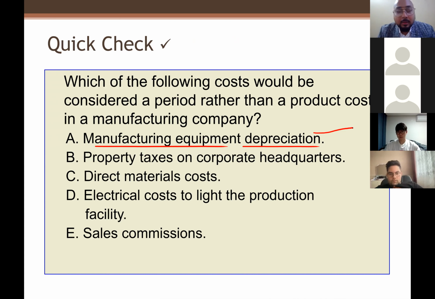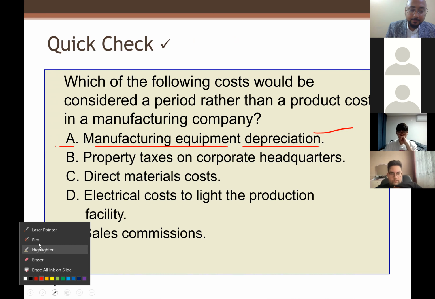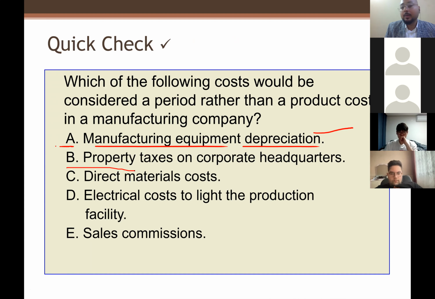Well done. B, property taxes on corporate headquarters. Period cost or product cost? Anis. Sorry, which one? B. I would say period cost. Well done, because this belongs to non-manufacturing cost, right? Right. C, the direct material cost. Jinpyo.